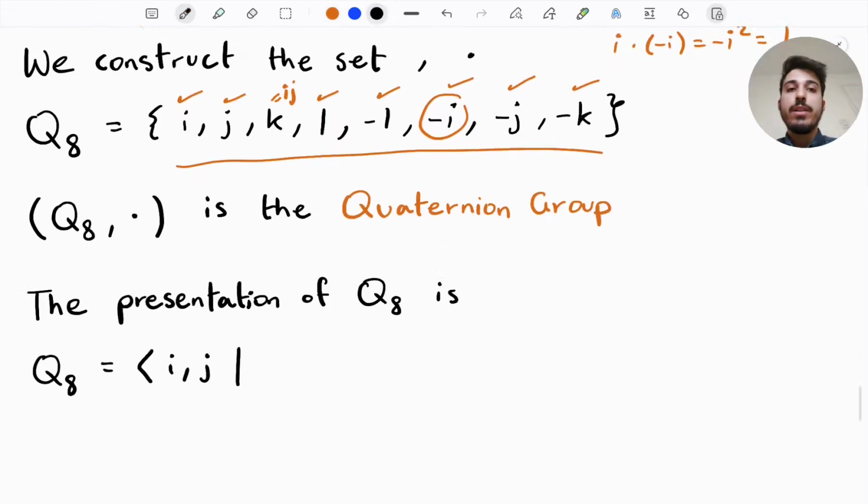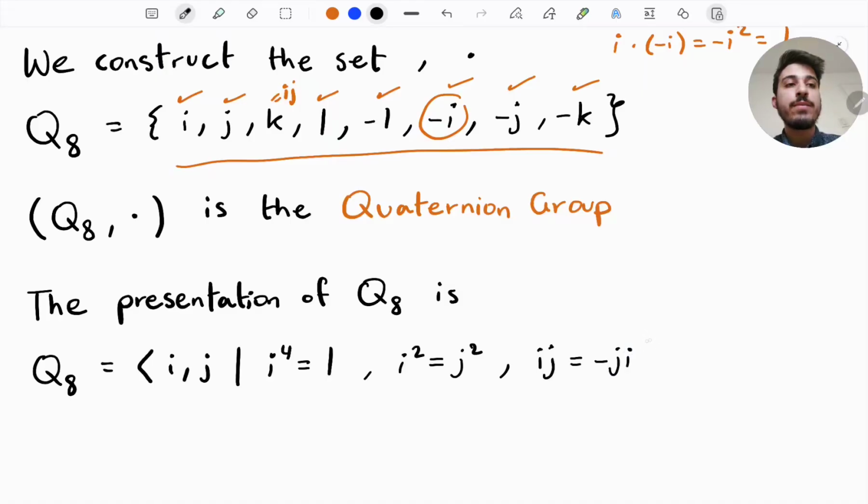So here we have i and j, but we have specific relations for the quaternion group. We have to have that i to the 4 gives us back the identity. We also have to have that i squared and j squared give us both the same answer. They cannot have two different answers. And lastly, we have to have that ij is equal to minus ji.